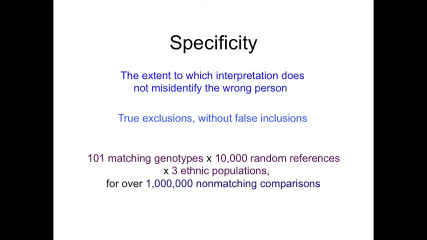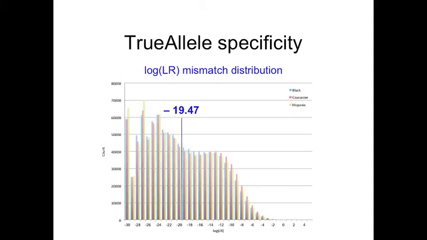And so in order to study this, we took the 101 matching genotypes and compared them against 10,000 randomly generated genotypes. None of these are expected to be contained in the actual mixture because there's on the order of a trillion possible genotypes, and if we're just looking at tens of thousands of them randomly, those are not going to be the genotypes that are in the actual evidence. We did it for 3 different ethnic groups because that's customary in forensics. And the result of comparing 100 genotypes against 10,000 random references is over 1 million comparisons. And this is what we found.